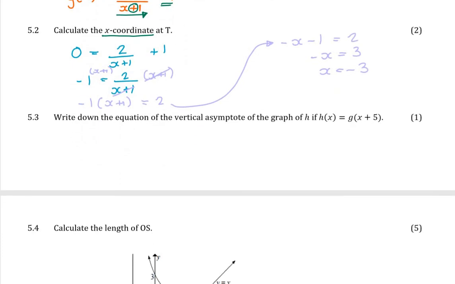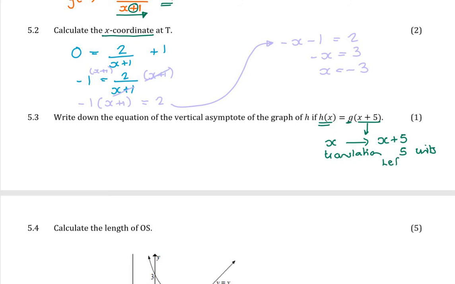Okay, now it says write down the equation of the vertical asymptote of h, and h is a new graph. h is defined by g of x plus 5. So what transformation happens if you take x, and instead of writing x, you write x plus 5? Now we should know by now that that's a translation 5 units left, because it's plus 5.